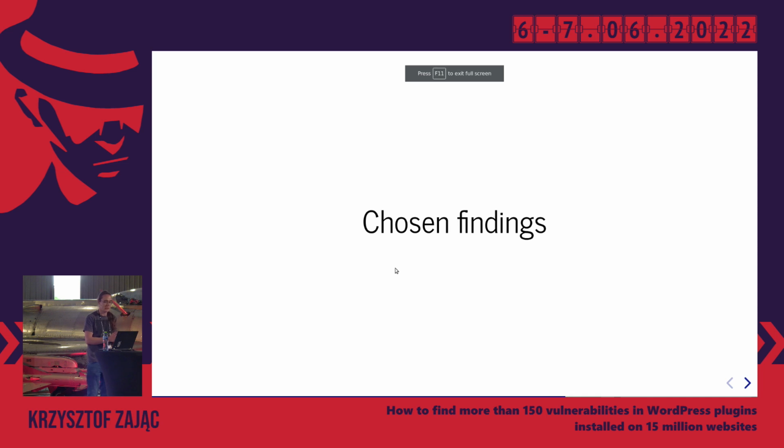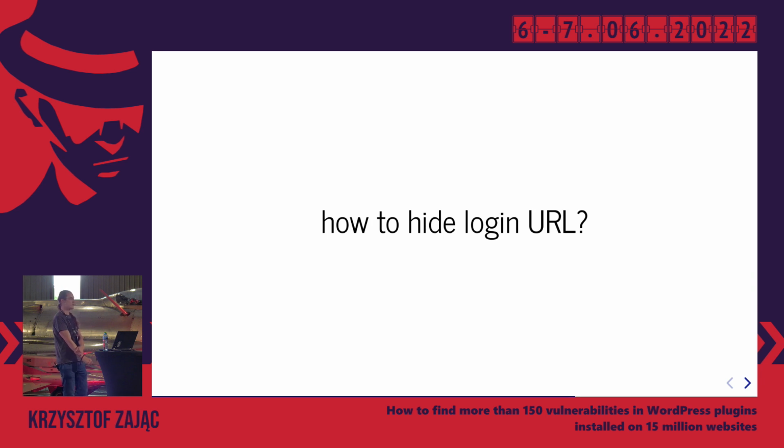All right. Let me show you some findings I found particularly interesting. First, let's assume we built a plugin to hide the login URL, to protect you from bots which know the WordPress login URL because it's always the same, and try different logins and password pairs. To protect from this, there are plugins which change the login URL to something secret, that you have to know in order to log in. Instead of wp-login.php, you have something different.